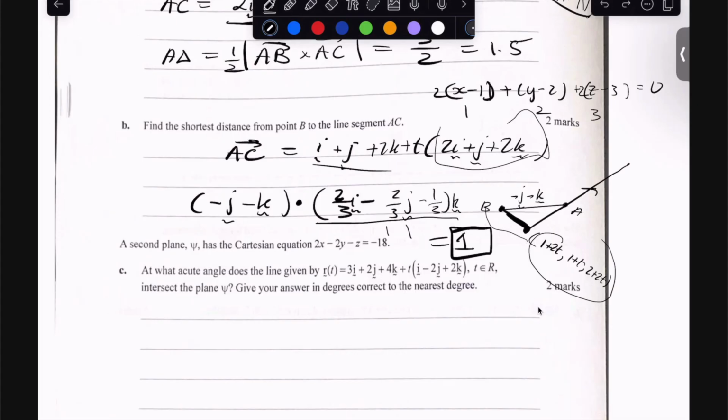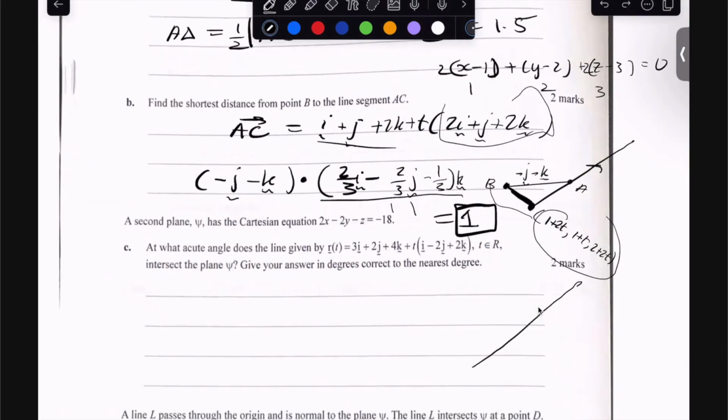A second plane epsilon has the Cartesian equation 2x minus 2y minus z is equal to negative 18. At what acute angle does the line given by that intersect the plane pi? So, if you think about it, this is a line, right? And it would pass through the plane. I've drawn it a bit horribly. So, something like that. And let's say it pierces through there, and you want to find the angle.